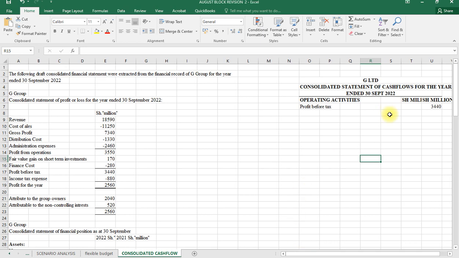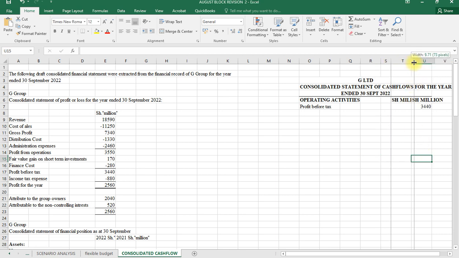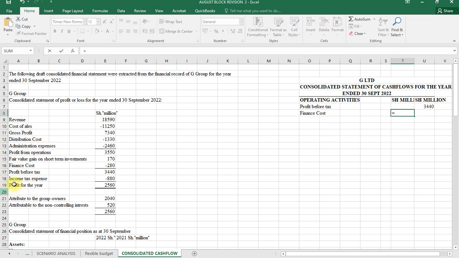So we had that value, 3440, for profit before tax. Now we deal with the adjustments. Here we have finance cost. We add it back because we shall take it to the financing activity. I will put it as a positive because we are adding it back, since already it's a negative.